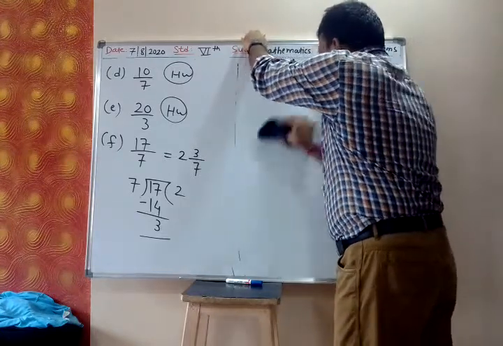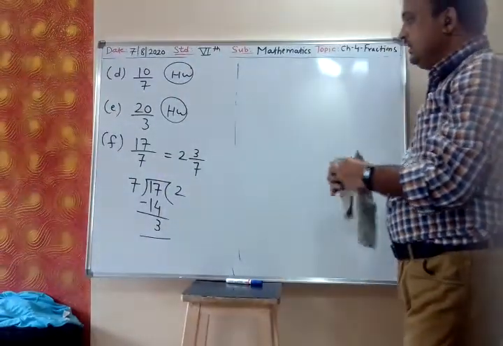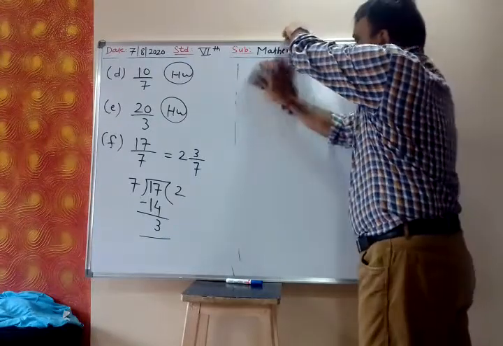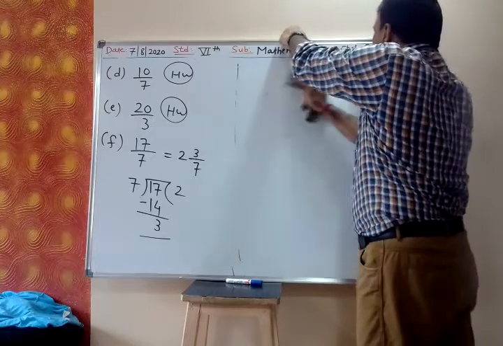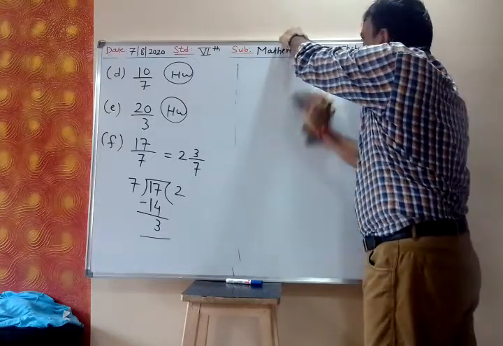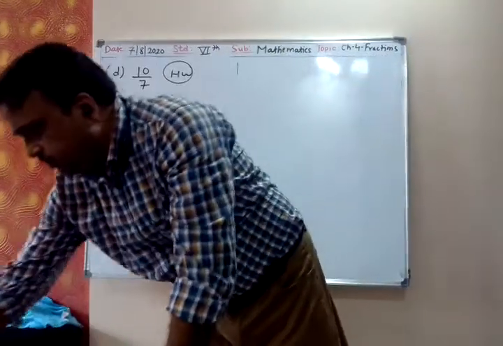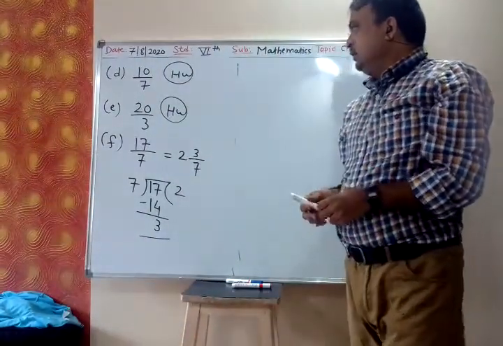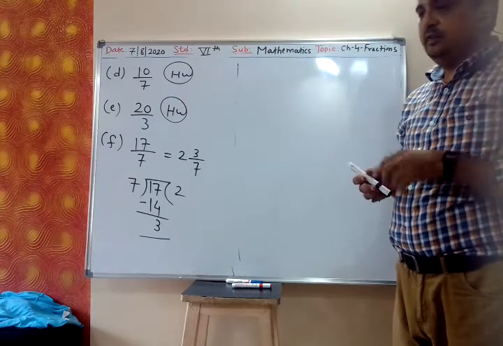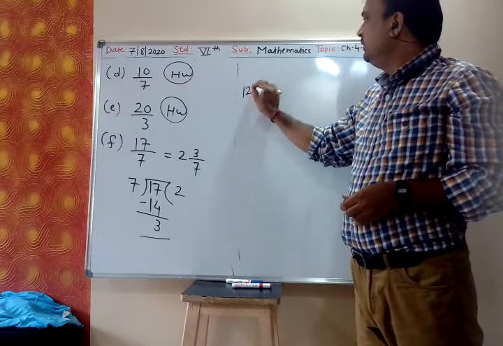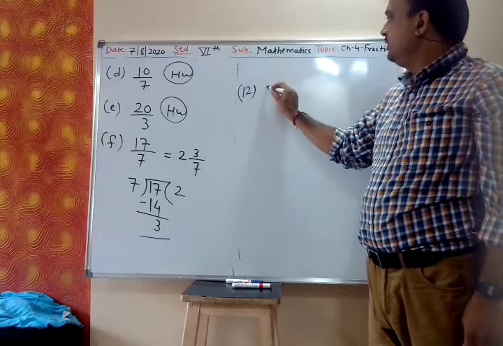Now let us solve the 12th one. In the 11th we were given improper fractions, and to convert improper fraction to mixed fraction, we use the division method. Now we want to convert mixed fraction to improper fraction. Now we write 12: Convert the following into improper fraction.